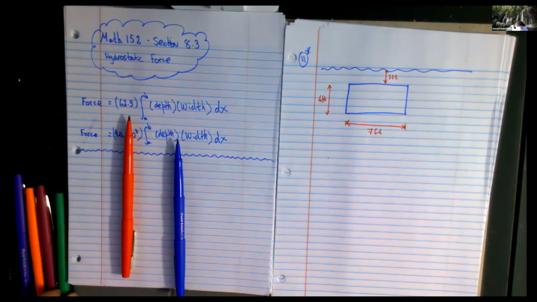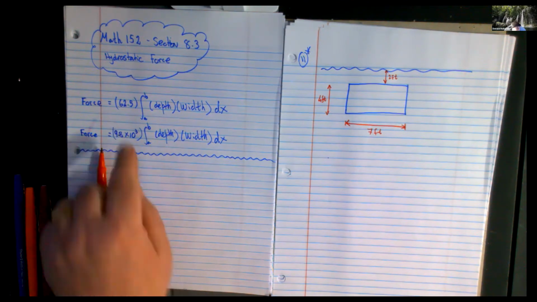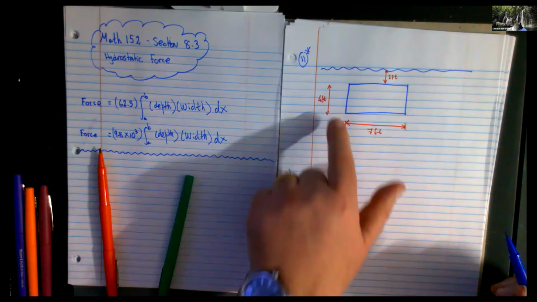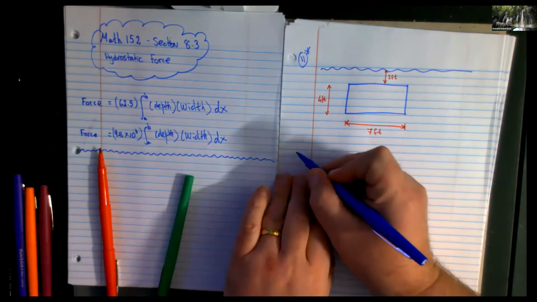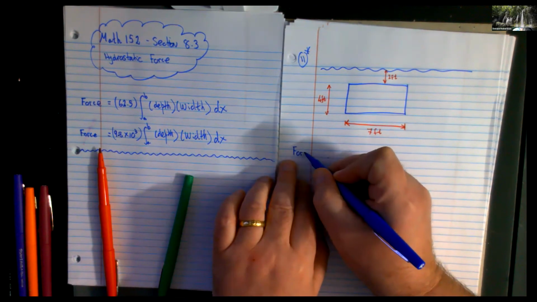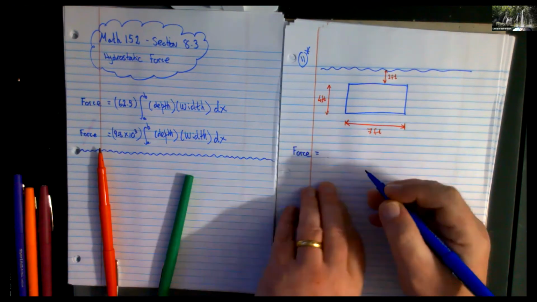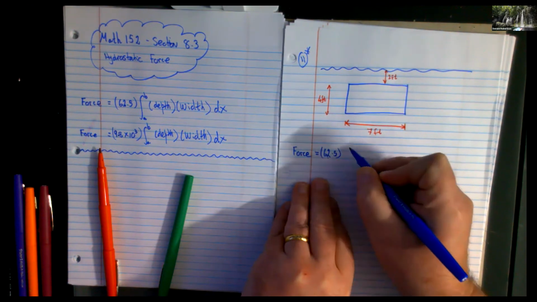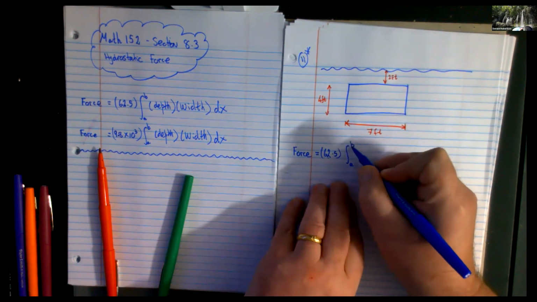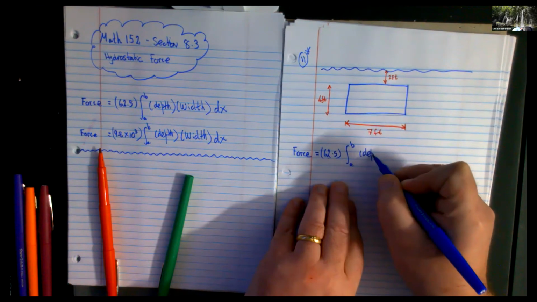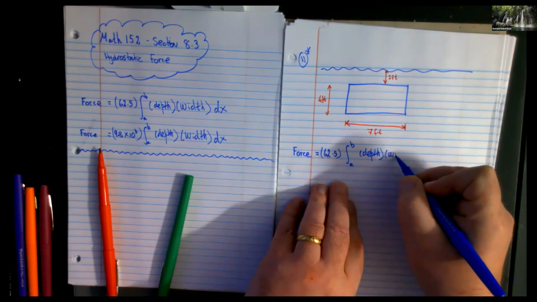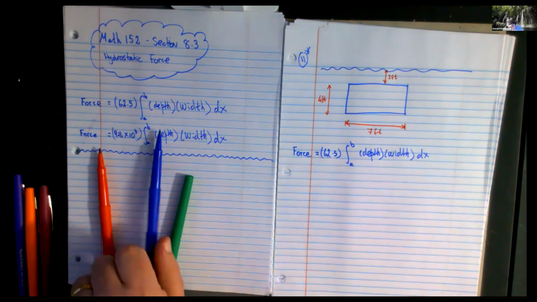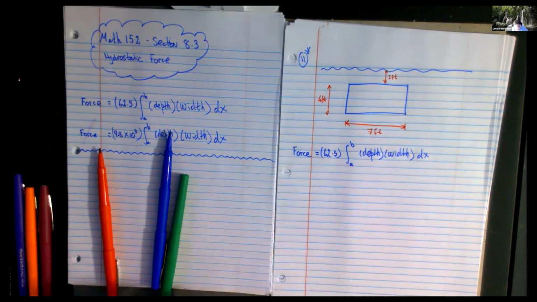So how are we going to do it is the key, and how does this formula work? Well, the first thing about this formula is because it's feet, we use the top one. So the formula for getting the hydrostatic force, which is what you're going to be asked in every single one of these questions, is 62.5 times the integral from A to B of depth times width dx. So I just need to show you where to find all these bits and you are good to go.